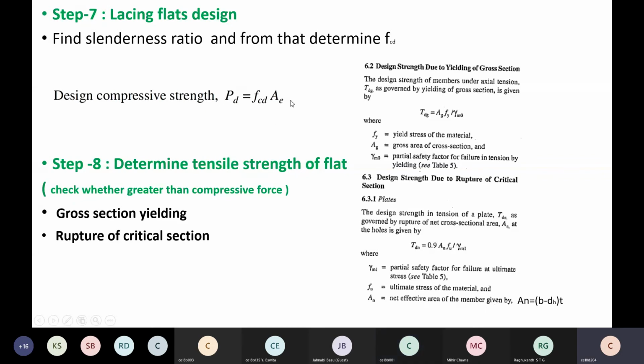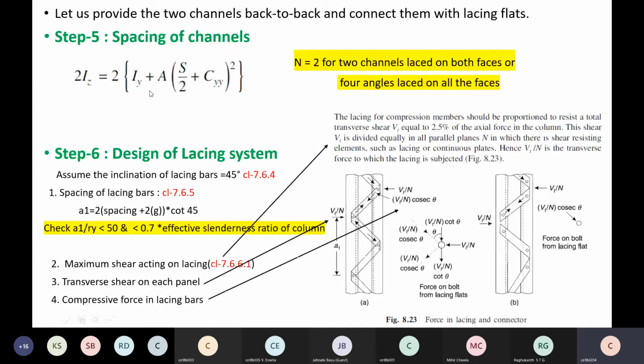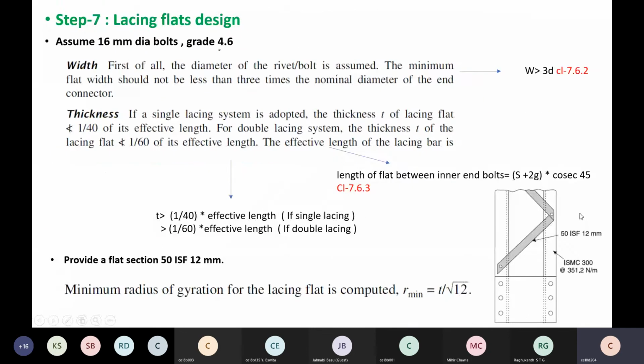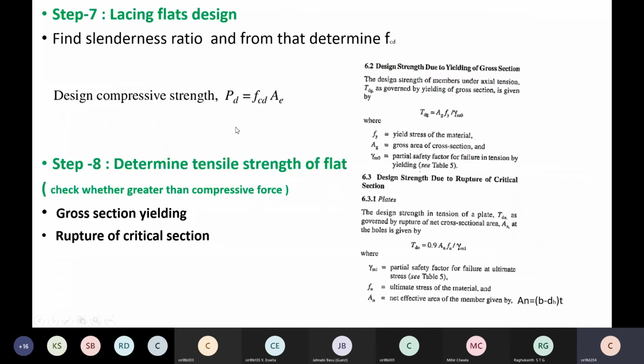So the compressive force acting on each lacing bar we got as 19.09 kilonewton in the previous steps. You remember? In step 6 of the fourth part, we got V by n cosecant theta as 19.9. So the design compressive strength of the lacing we got as 53, which is greater than the 19 kilonewton. So it is safe. If it is not safe, then you have to increase the width and the thickness of the lacing flat you have provided. Since in this question we got safe, we'll move to the next part.